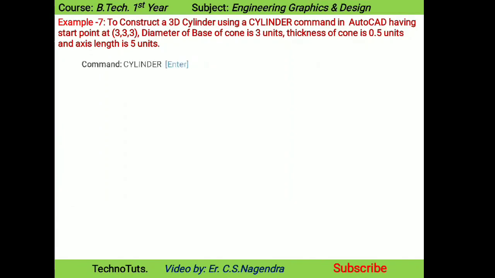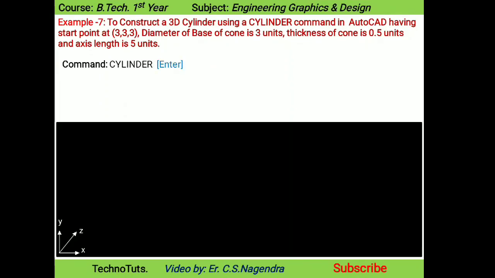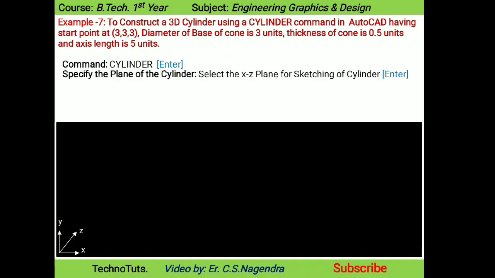At the command prompt, type cylinder and press enter key. You will see the viewport will get activated on the screen. Now the computer will ask you to specify the plane of the cylinder. Select any plane in which you have to construct the 2D sketch. I am selecting here the XZ plane for sketching of the cylinder. After that, the computer will ask you to specify the origin of the cylinder. Enter the coordinates of the origin 3, 3 and press enter key. You will see the origin will be visible on the screen viewport.